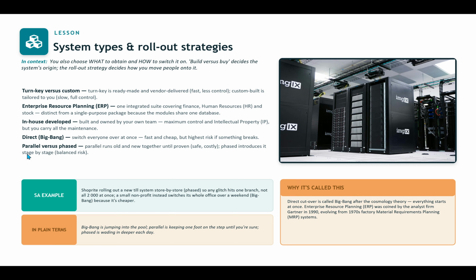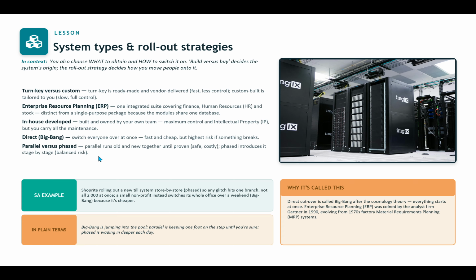Then there's also what we call the direct or big bang, which is switch everyone over at once. Literally, you are saying you want to change something. Instead of doing this in phases so that you minimize the risk, you will literally say we are waking up tomorrow and we are using a new system altogether. This is fast and cheap, but highest risk if something breaks.